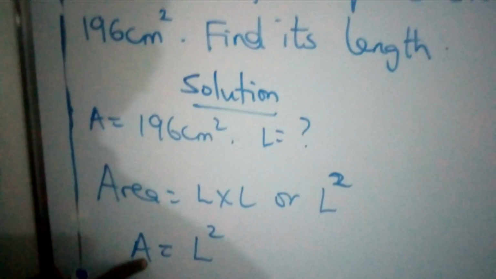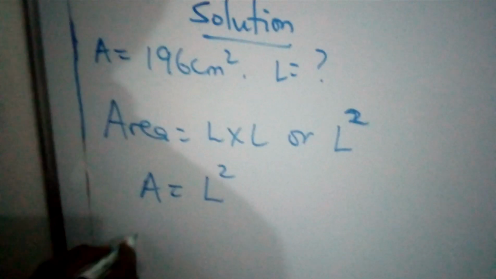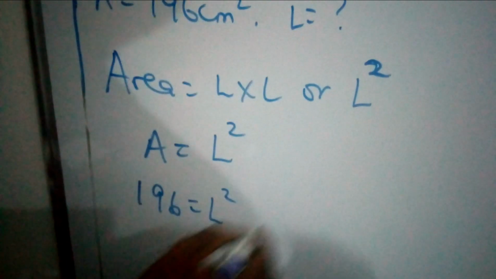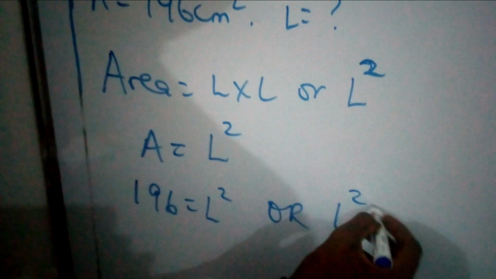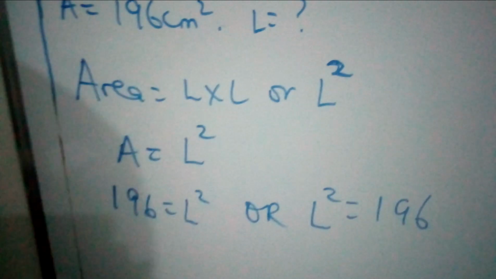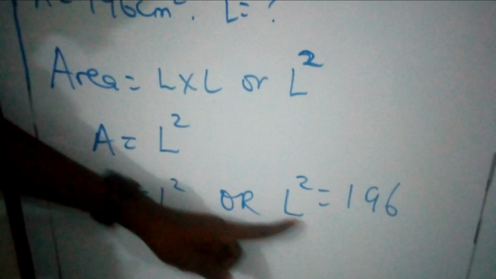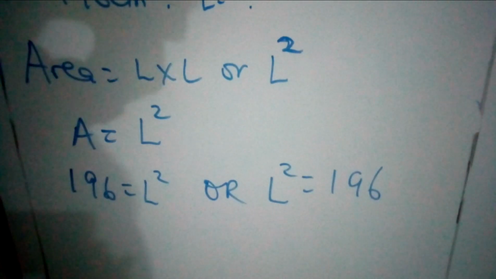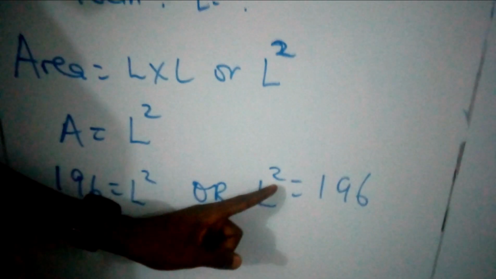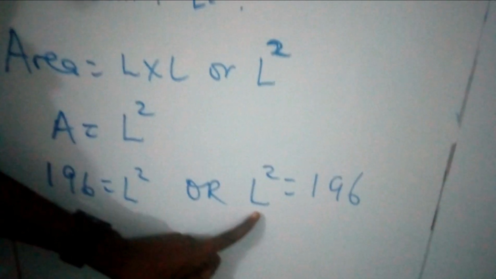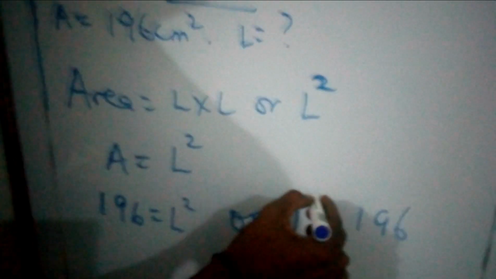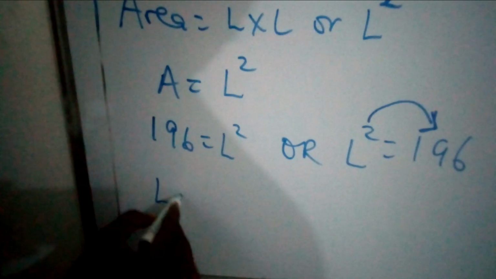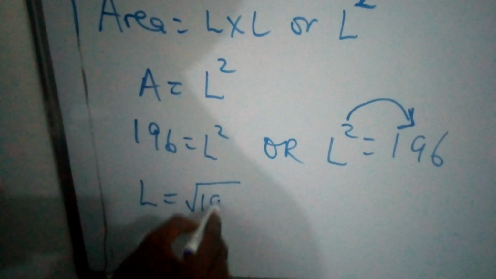So let's substitute. Our area is given as 196. So wherever you see area, what do you put there? 196 equals L squared. Now you can reverse this. It can also be L squared equals 196. Now we have to find the length, ordinary L, not L squared, but there is a square here. And with the knowledge of algebra that we have learned, the square needs to cross and make L stand alone. And once this square crosses the bridge, it becomes the opposite, which is square root. So L becomes the square root of 196.